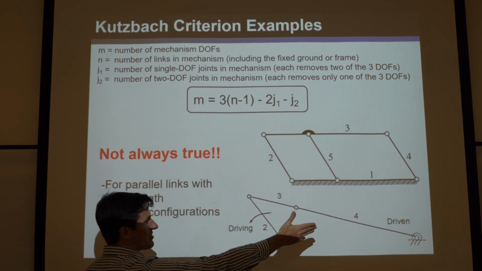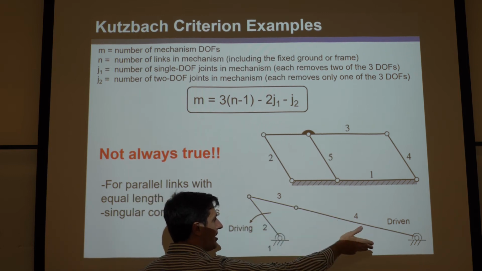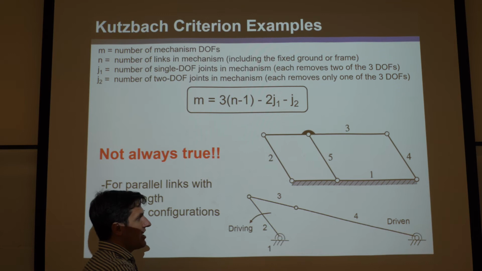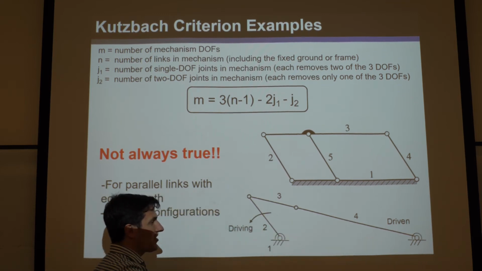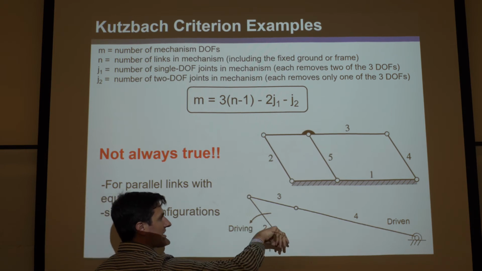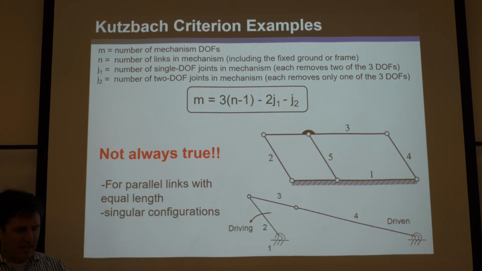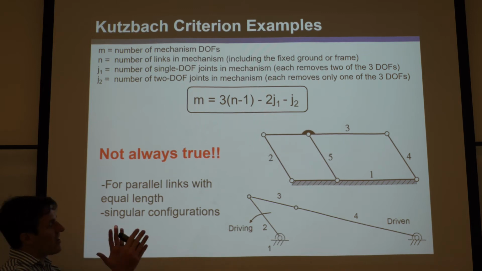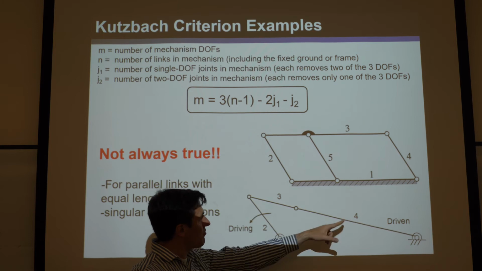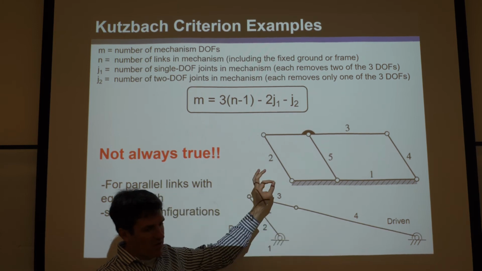Even though Kutzbach would say the mobility is 1, because there's 4 links and 4 J1 joints, say mobility is 1. If these guys are all in a line, it's a singular configuration, and the mobility is actually 0, and this would be locked up. Okay, so basically the exceptions to Kutzbach are redundant parallel constraints that are the same length, like this one, or singular configurations where 3 or more rotations are in a row.